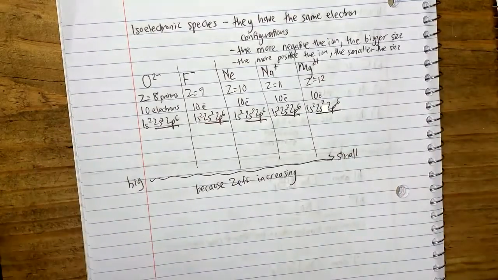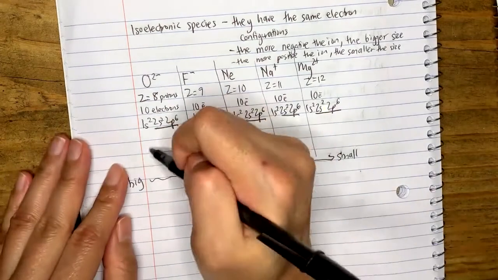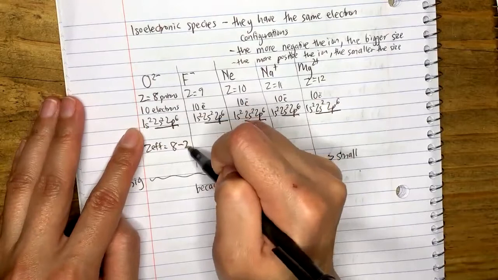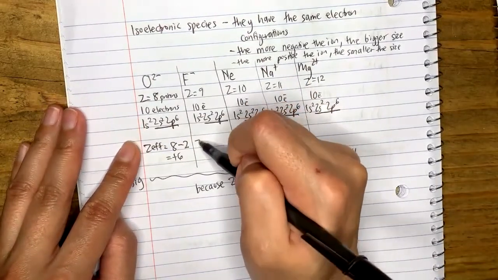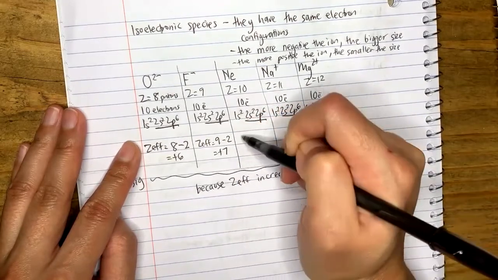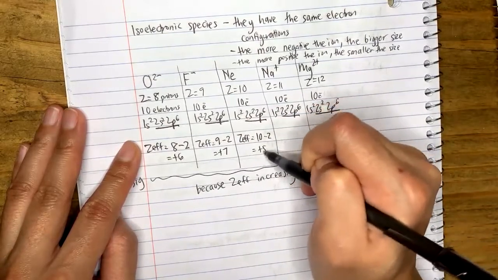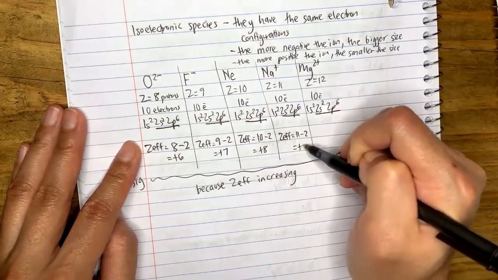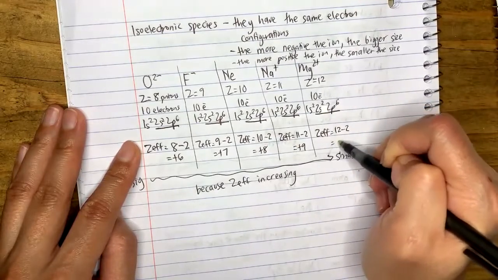And I have to subtract out the core electrons, remember, to find my Z effective. So my Z effective is 8 protons minus 2 in the core. I have plus 6. This Z effective for fluoride is 9 minus 2, I have plus 7. And then the next one is 10 minus 2, I have plus 8. And then Z effective of 11 minus 2 is plus 9. Z effective of 12 minus 2 is plus 10.